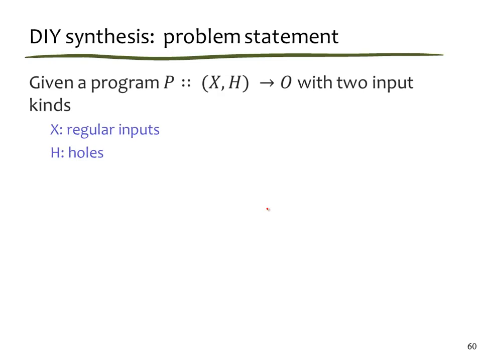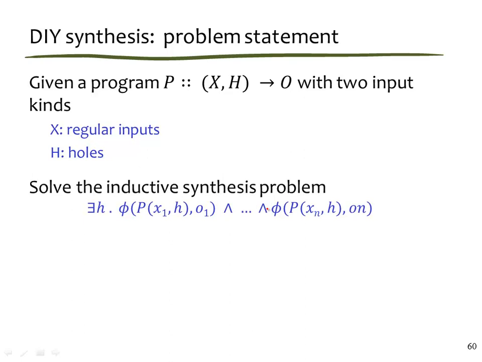How are we going to do it? Well, let's first see what problem we need to solve. We want to take in a program which itself takes in two kinds of inputs. One of them are regular inputs, and the other inputs are holes. And given these inputs, it produces something. So the synthesis problem here is to solve this formula. We want to find a set of holes such that the program satisfies its spec on the set of input-output pairs that were given to it. So this is the inductive synthesis.